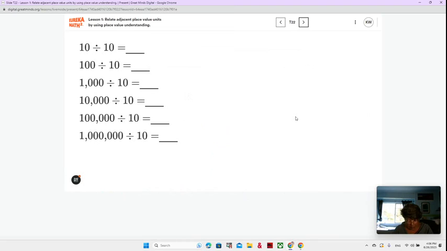Okay, I just wanted to make sure that was clear in your dividing by 10. When we divide by 10, the quotient moves one place value to the right. When we divide by 10, the quotient is 10 times as small, right? Okay, awesome job. Thank you for sticking with it.